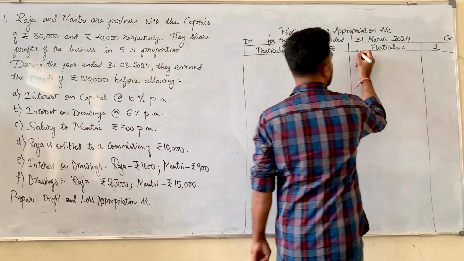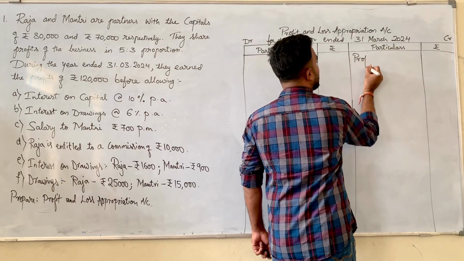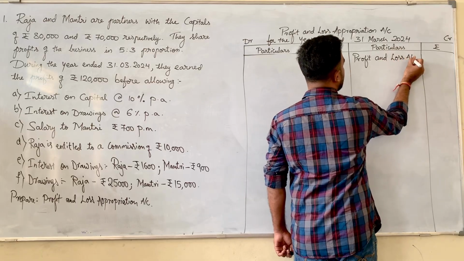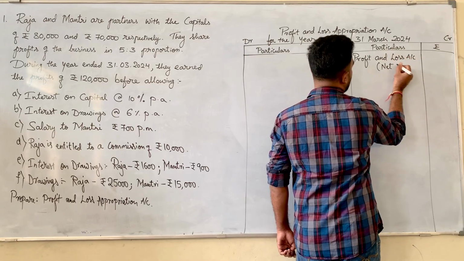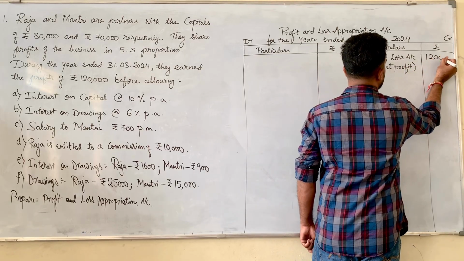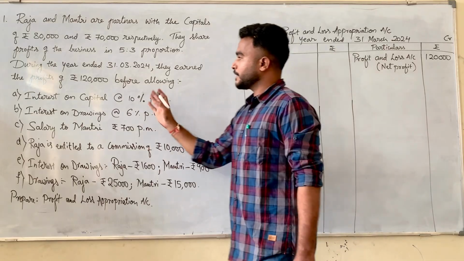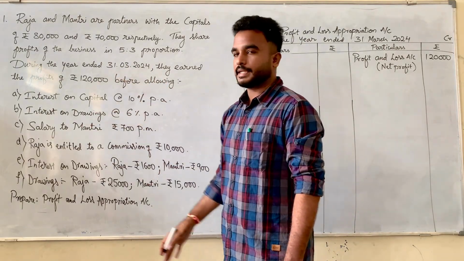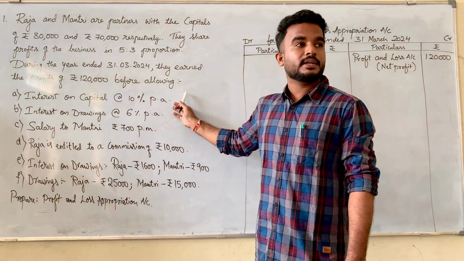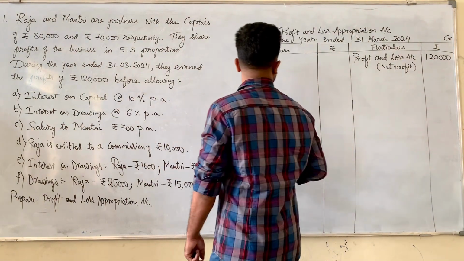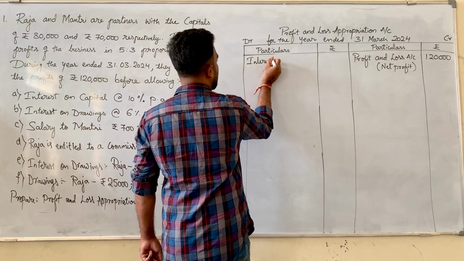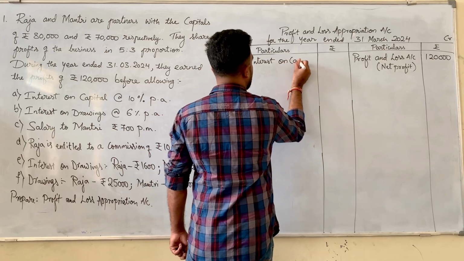So the profit and loss appropriation account starts with the profit and loss account net profit. What is the amount of net profit they earned? 1,20,000. So 1,20,000 that we have recorded. And now we have to allow these items. First item is interest on capital. Interest on capital should be given at 10% per annum. So interest on capital, which side will be given? Debit side. Interest on capital.